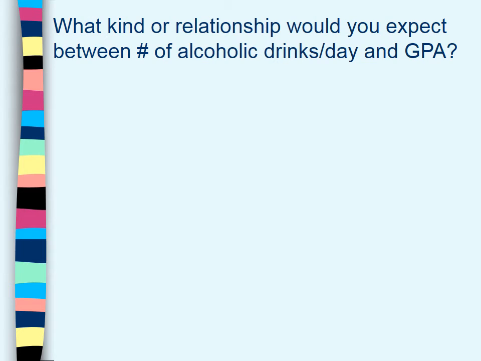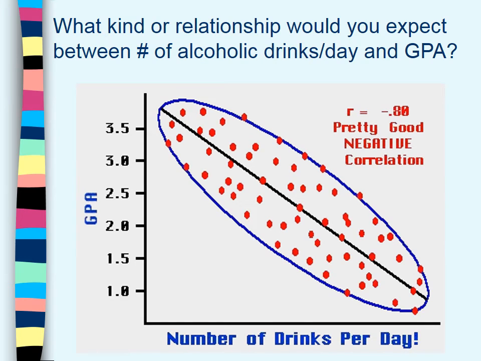Other interesting educational research that has been done: what kind of relationship would you expect to see between number of alcoholic drinks per day and GPA? Now granted, this particular study would be self-reported, but it is a negative relationship, and it's a strong one. It's -0.8, because as someone had more drinks, their GPA dropped, which makes sense. But again, that's those that were admitting it. So if you look towards the 4 all the way down, it's going in that diagonal direction to the left.